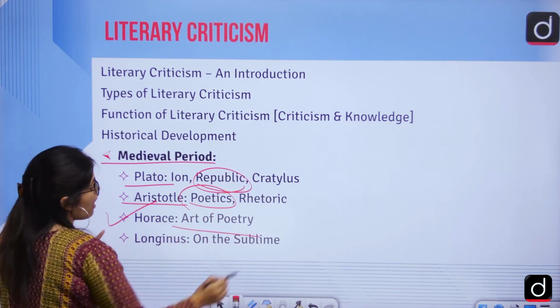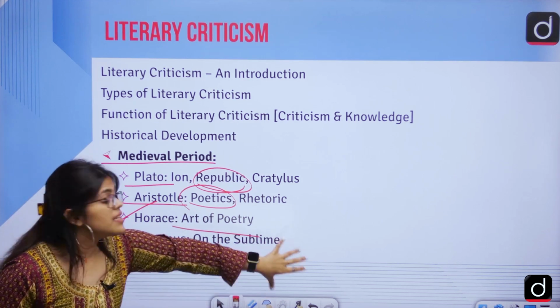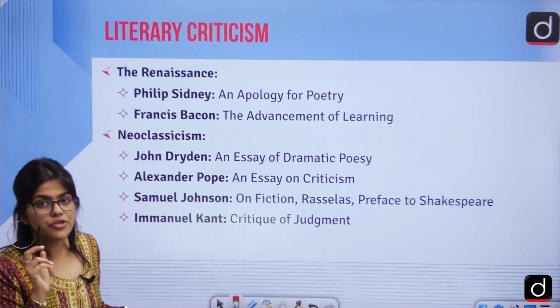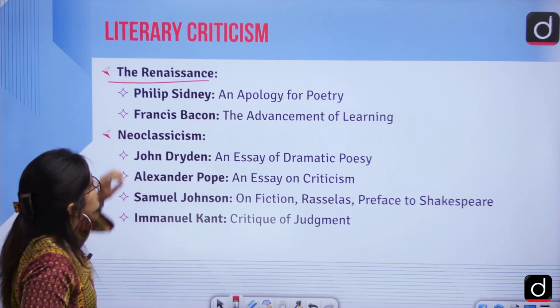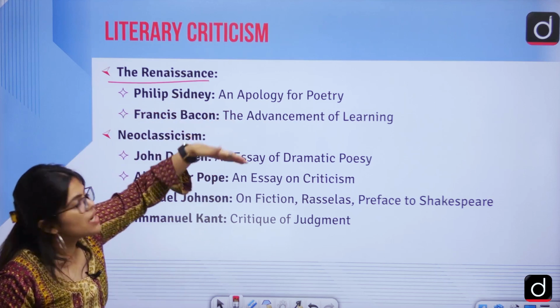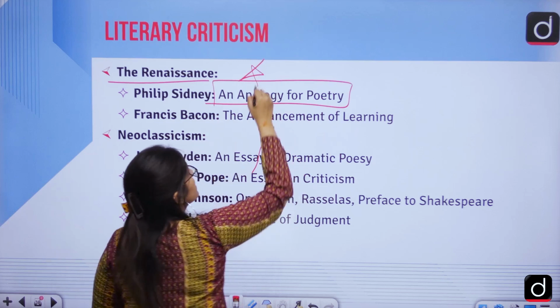You have Horace, the Art of Poetry. You have Longinus, who talks about the sublime. The 5 categories, the 5 ways how the sublime is achieved, and all of these things should be clear to you. Then comes the Renaissance, and in this Renaissance, you will be studying Philip Sidney, and here Francis Bacon becomes also important. So the Apology for Poetry is a text you have to study in greater detail.